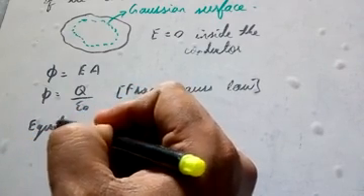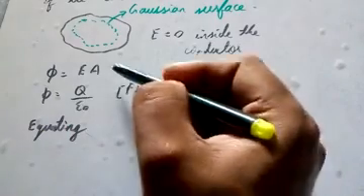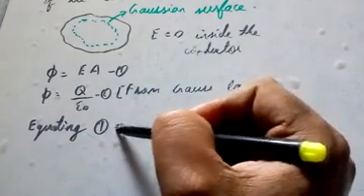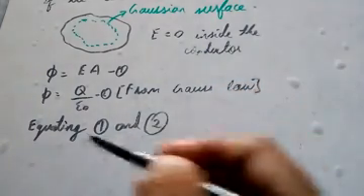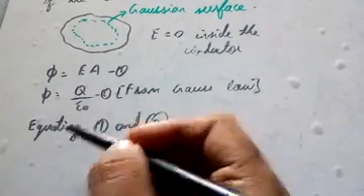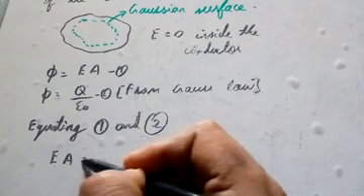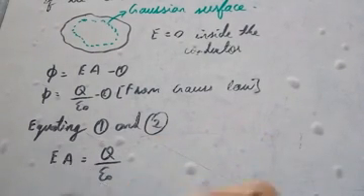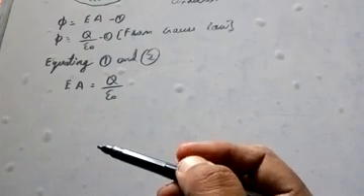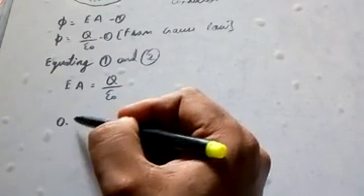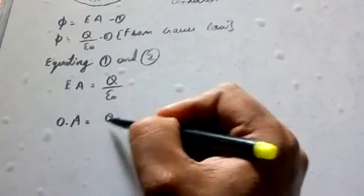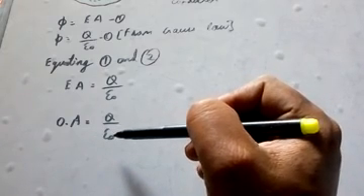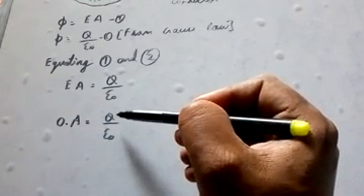Equating, we can take this as 1 and this as 2. What happens now? Left hand side is equal, so the right hand side must be equal. So E into A is equal to Q by epsilon naught. But we saw E is equal to 0, so 0 into A is equal to Q by epsilon naught. A cannot become 0, epsilon naught cannot become 0. So it means the charge is 0 here.